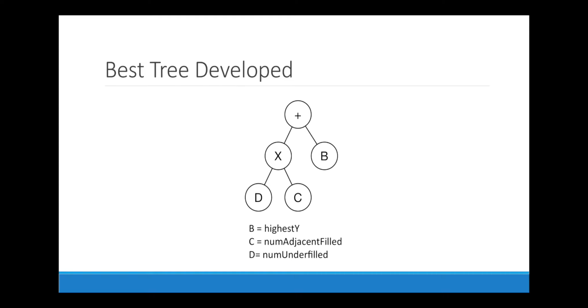After running our program many times and tweaking the input parameters in each run, here you can see our best performing tree. It is surprisingly simplistic and seems to imply that highest y, num adjacent filled, and num underfilled are the most important factors in determining how to orient and place a falling tetramino. Using this tree, our bot was capable of clearing 19 lines per 100 tetraminos.